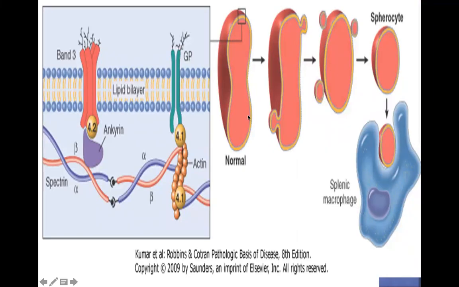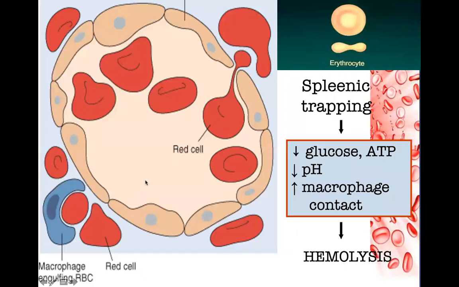Okay, this is just to show you the normal RBC. This is a spherocytic red cell which does not change in shape, that is, it's easily trapped by the splenic macrophages. So this is supposed to be a normal red cell that when it enters very, very small passages, it has to change its shape. So splenic trapping may result in decrease in glucose, ATP, decrease in pH, and increasing macrophage contact, which favors hemolysis. So this is a normal red cell. It has a normal donut shape or discoid shape.